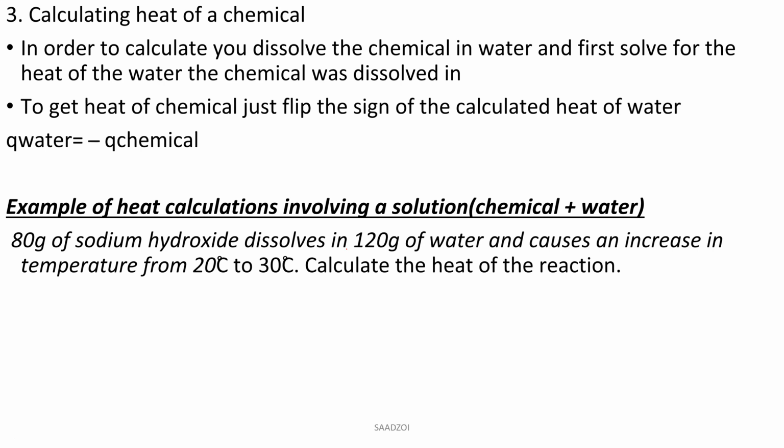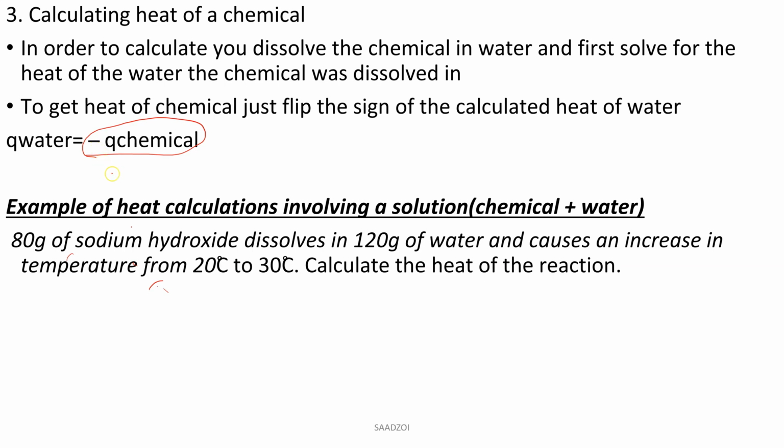So we're going to remember that the Q of the water is equal to negative Q of the chemical. This is a very important detail. What this tells us is that all we have to do at the end of our calculation, once we get our Q of the water, is flip the sign, and that's going to be the Q of the chemical. That's all this is telling us. So the math is going to be very similar to what you saw for Q of the water. The only difference is at the end we've got to flip the sign.